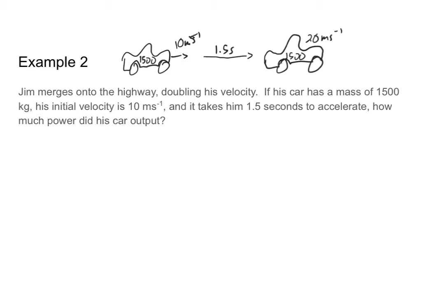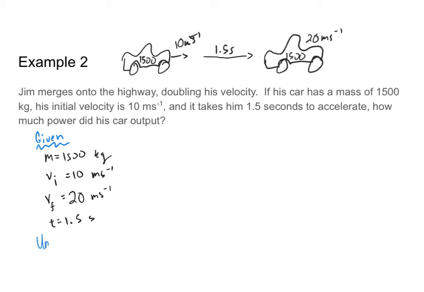And of course, we're going to start by listing out our givens. So I know that the mass of the car is 1,500 kilograms. I know that its initial velocity is 10 meters per second, and that its final velocity is 20 meters per second. I also know that this change in velocity takes 1.5 seconds.